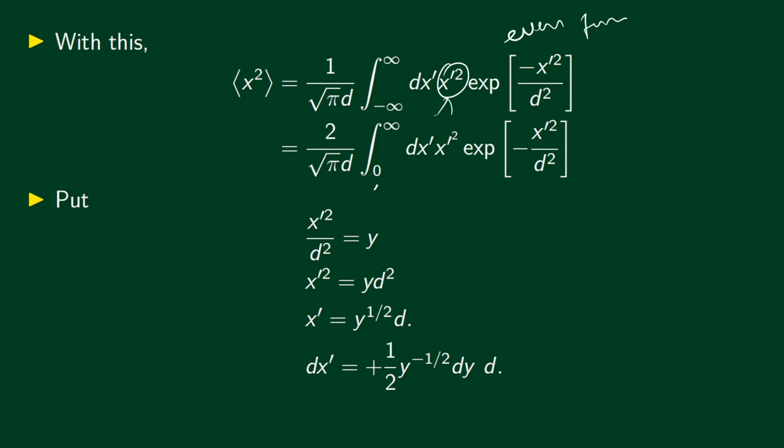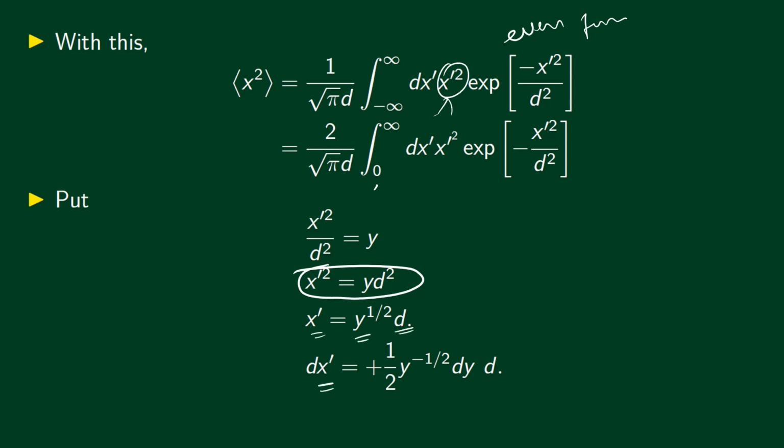Now we can bring this integral to the form of the gamma function by making the substitution x prime square divided by d square is equal to y, or x prime square equal to y multiplied by d squared, or x prime is equal to y raised to half multiplied by d.